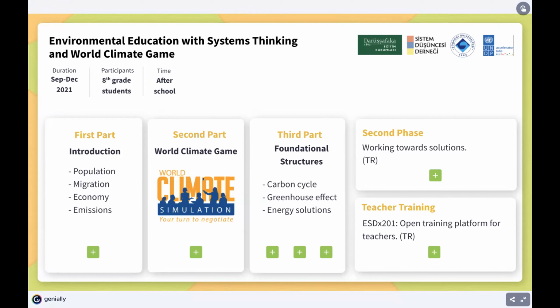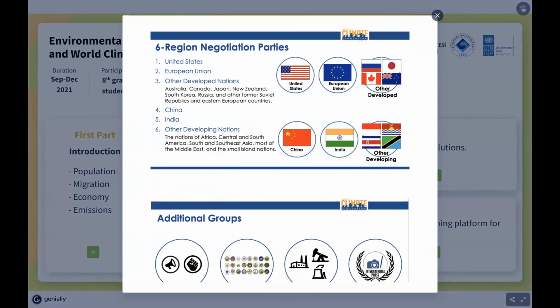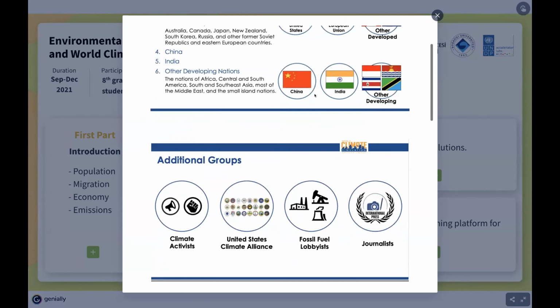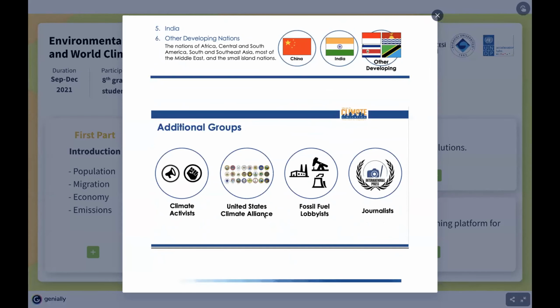Maybe you already know what the World Climate Game is. It's a simulation game, a role-playing game, and students are in groups, role-playing the United Nations negotiations for climate change. We played the 6 group version of this one. Students were pretending they are from the United States, and they joined meetings to discuss how they are going to proceed with their decisions related to the climate crisis. We also had additional groups: climate activists and Climate Alliance, fossil fuel lobbyists, and journalists. They were also going to get involved at some parts to raise issues towards the decisions.